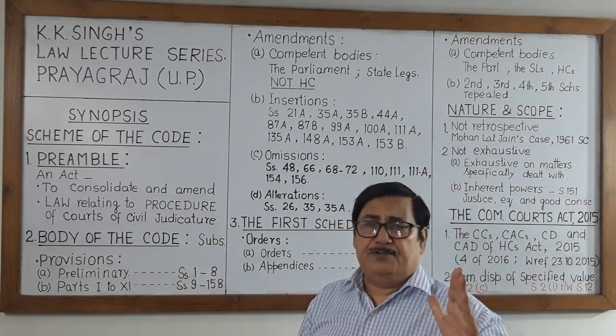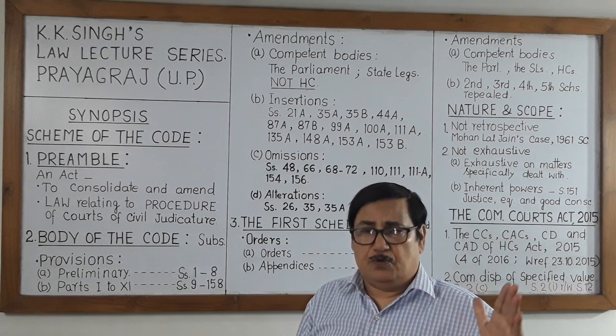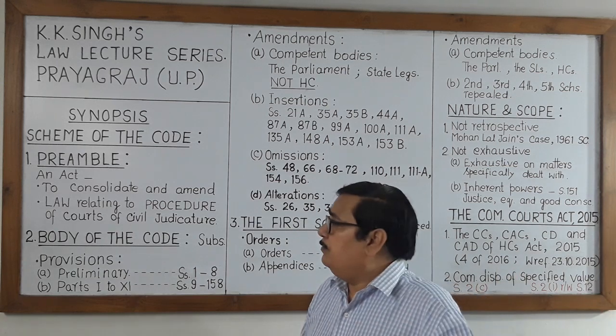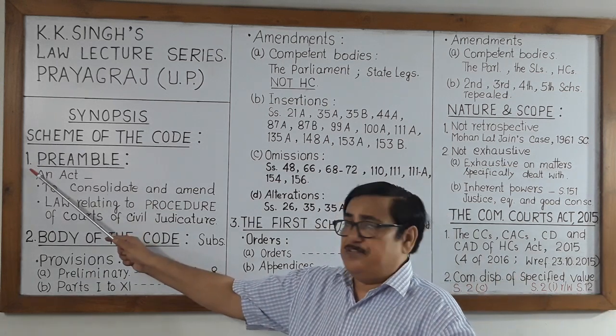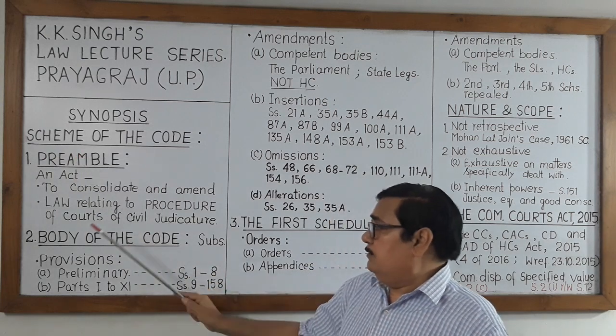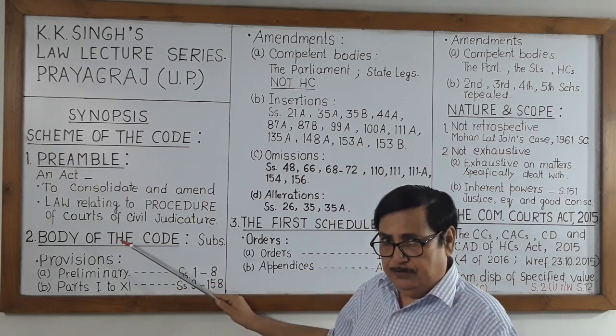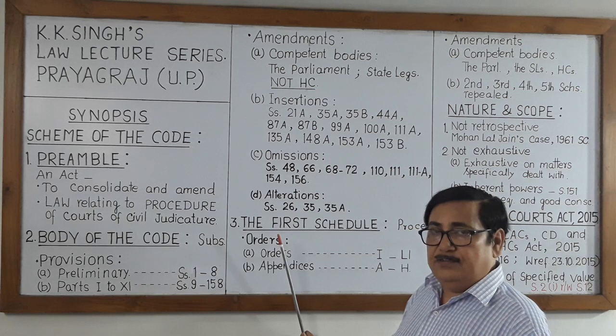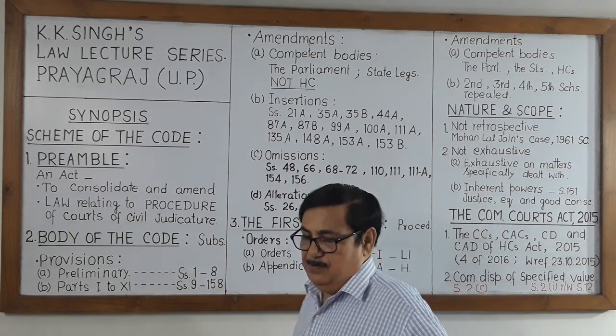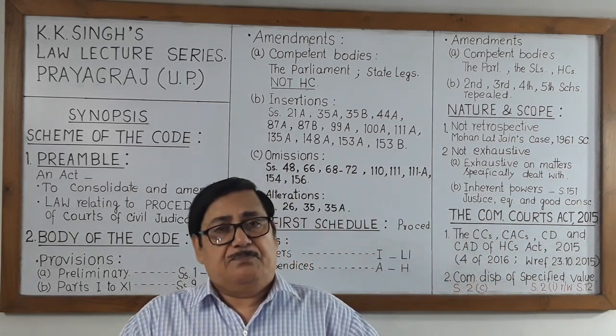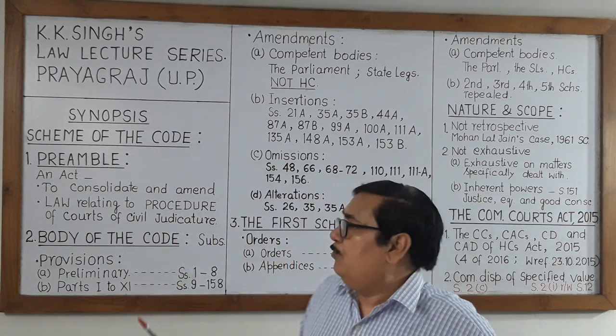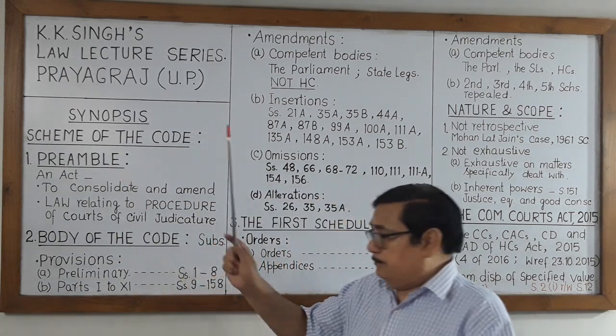I have divided the scheme of the code into three parts. You see, first, preamble, second, body of the code, and the third, the first schedule. Let us take up them one by one. Preamble.